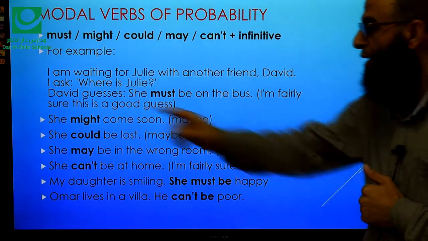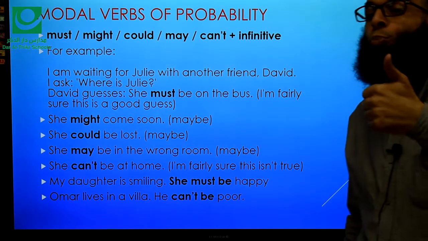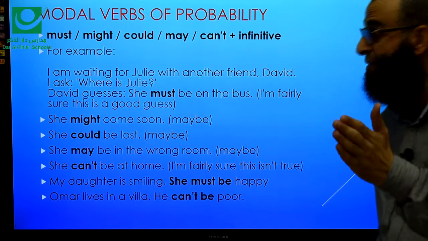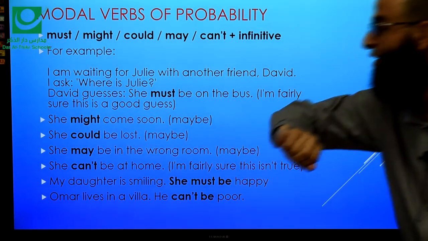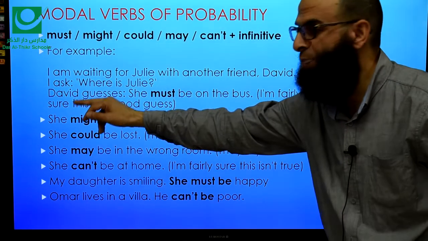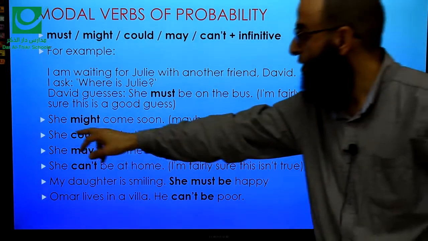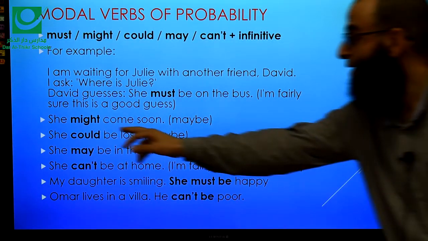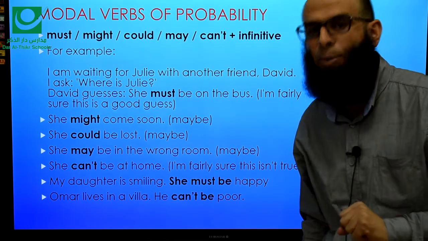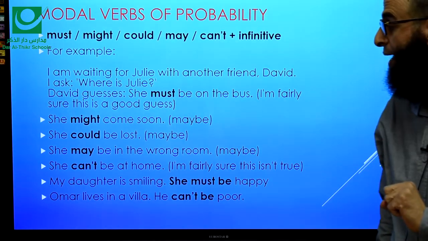Another guess: she might come soon. So, maybe or perhaps. Is he sure? Of course not, because he said she might. So, if I say might, this means that you are not sure. The third guess: she could be lost. Could, something which is possible to happen. Something which what? Which is possible to happen. Maybe.